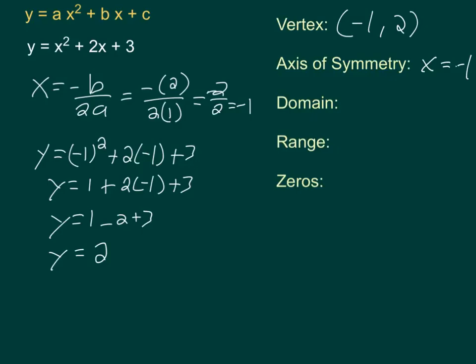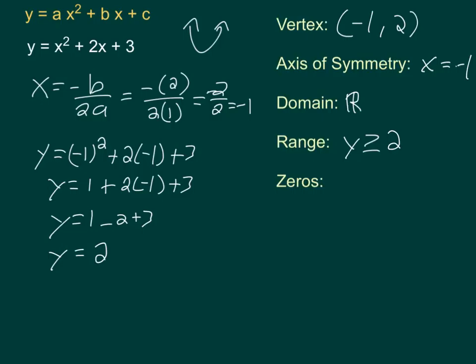So, filling in the rest of the information I can. Domain, I already know it. It's all real numbers. And the range, my a value here was 1. So that means my parabola is going to open up. If it opens up, it must have a minimum. So for my range, I say y is greater than or equal to, and I look at this here, 2. So y is greater than or equal to 2.